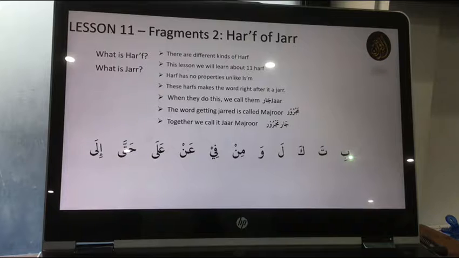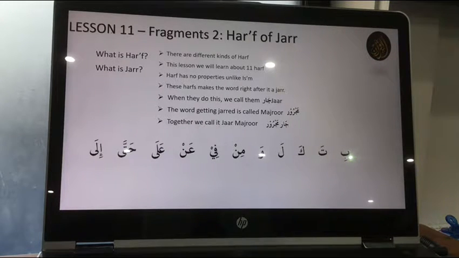The next one, ta, is a very easy one. Ta means I swear by, and the ta is only used with the word Allah. So you don't have to remember anything about that. It's only Tallahi. Tallahi means I swear by Allah. You cannot use any other word with the ta. So ta only comes with the word Allah.